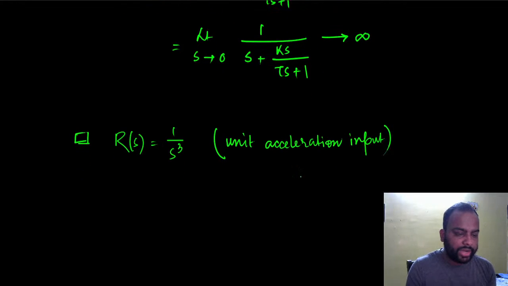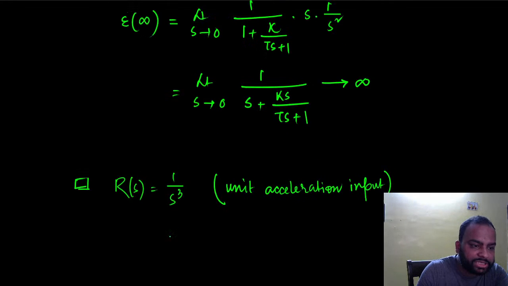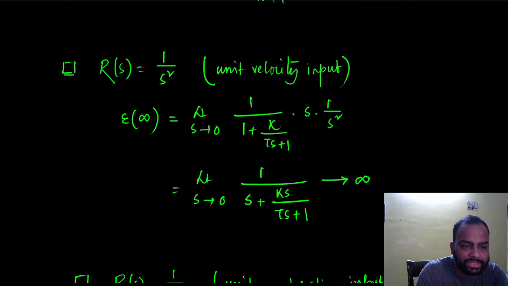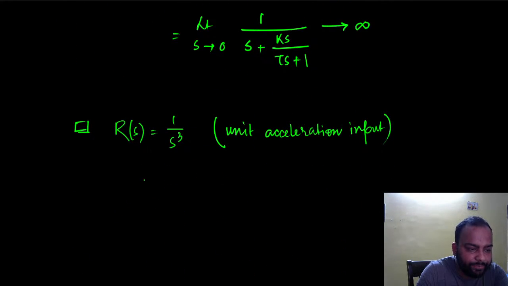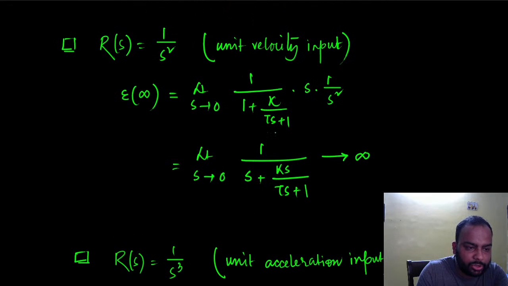Okay, unit acceleration input. And if you just calculate this the same way, this is going to be s cube here, you would see that epsilon infinity is also infinity. Okay, just do the calculation yourself. I think you can do this very easily, right? Just write 1 by s cube here.